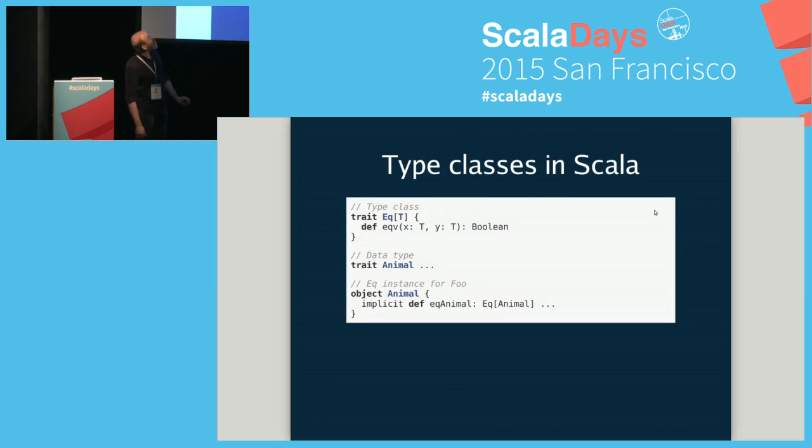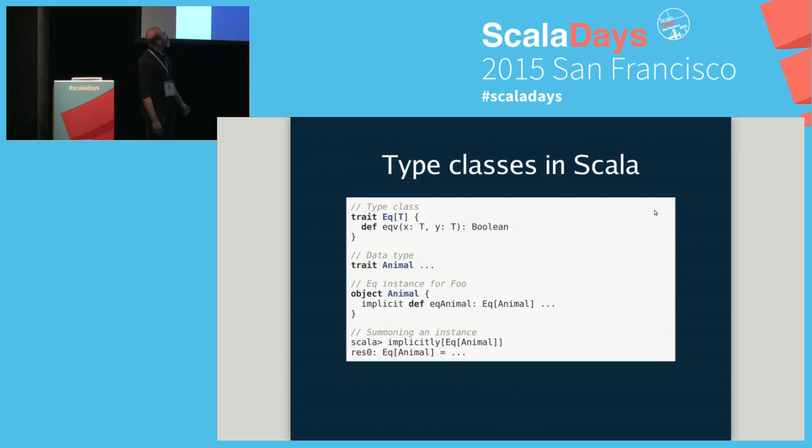So at the moment we're looking at the abstract animal trait corresponding to the root of the hierarchy we were looking at before. So we have a data type, and we will be providing an instance for that data type, and the instance is going to be an implicit definition of the trait instantiated at the type.